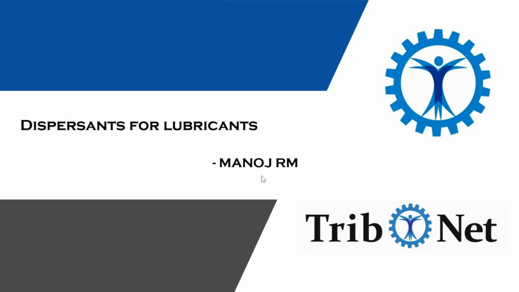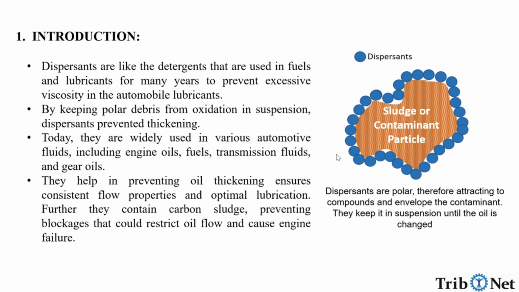My name is Manoj. Today in this video, let us learn about dispersants for lubricants. Dispersants are like the detergents that have been used in fuels and lubricants for many years to prevent excessive viscosity in automobile lubricants. By keeping polar debris from oxidation in suspension, dispersants prevent thickening.